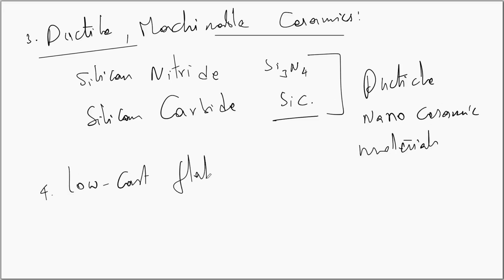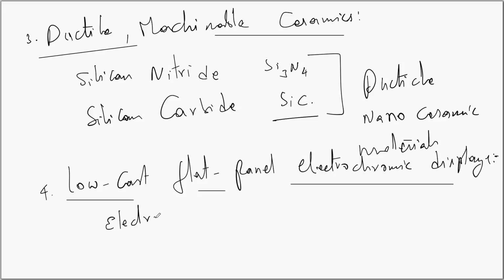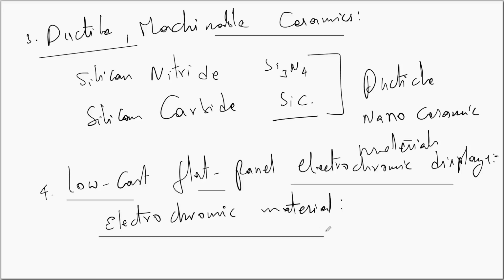Low cost flat panel electrochromic displays. What are electrochromic materials? Those materials through which, when a current is passed or an external biasing is applied, certain absorption bands are altered. Either they will disappear or new absorption bands are created. Such materials are called electrochromic materials. One such example is tungstic oxide, WO3·xH2O.